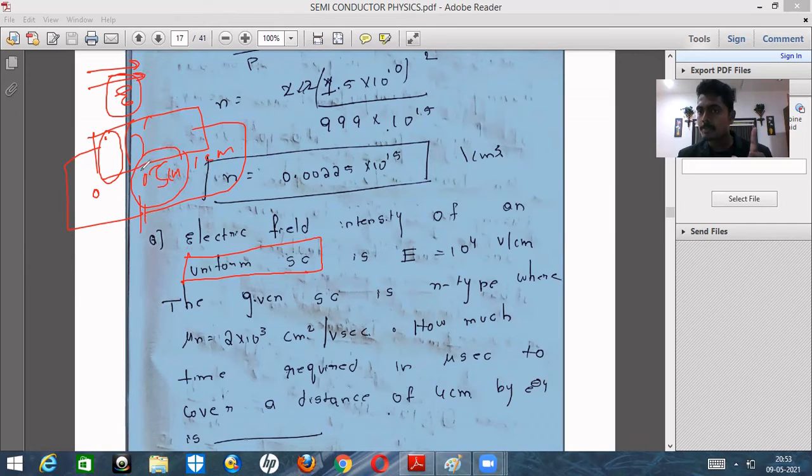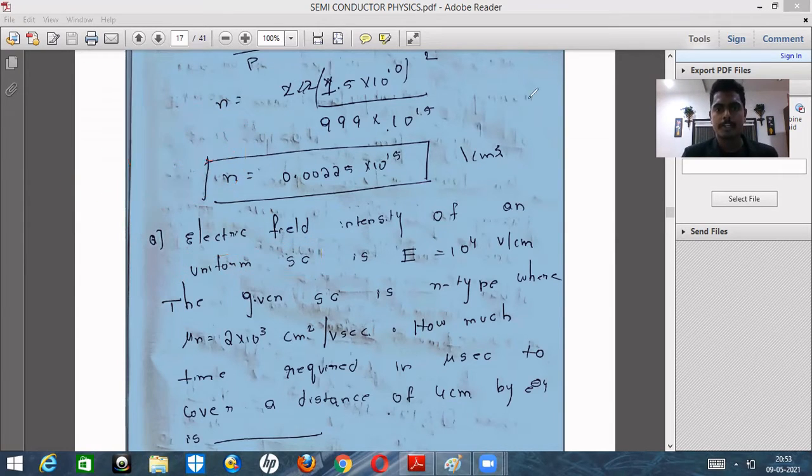So a uniform semiconductor means the doping concentration will be the same throughout the entire semiconductor slab, and automatically the electric field intensity will be constant. Okay, so keep that point in mind. Fine, we will move on to the problem.